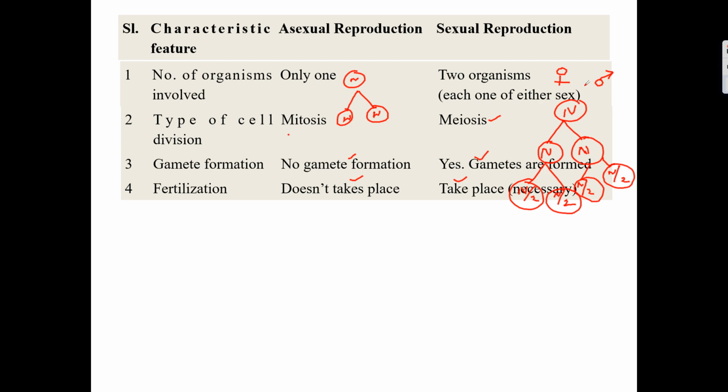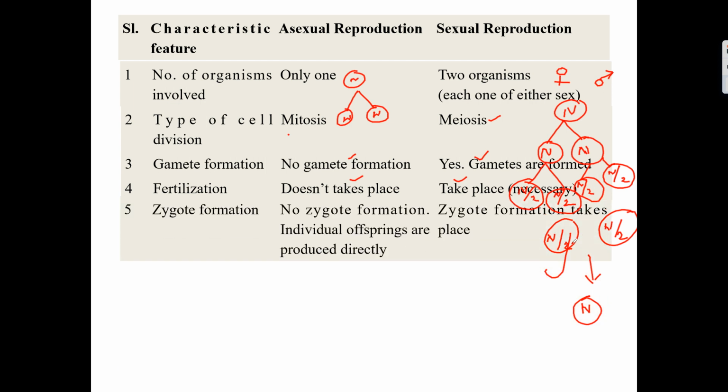One gamete from the father and one gamete from the mother will fuse. This n by 2 sperm and n by 2 egg will fuse and form N. So if you see here, the DNA content was reduced, and again the DNA content is restored. This is one of the notable things about sexual reproduction.